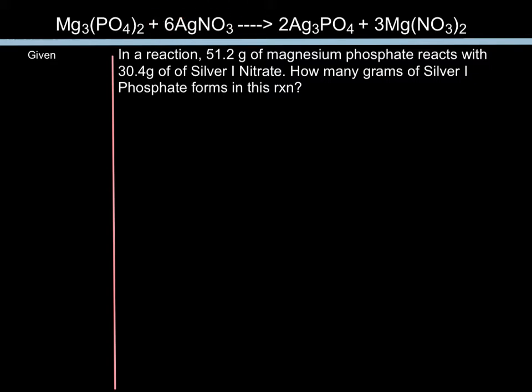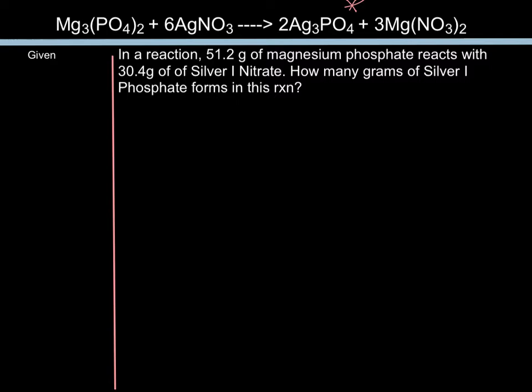Okay, and then we're looking for how many grams of silver phosphate. That's going to be this guy right here, right? So to kind of make it easy on ourselves, let's just go ahead and put a little star next to the unknown, right? That's going to be our unknown right there. Once we figure that out, then we've got to figure out which one of these two is going to be the one that runs out, right? We need to determine which one is the limiting reactant. So let's go ahead and list all of our givens.